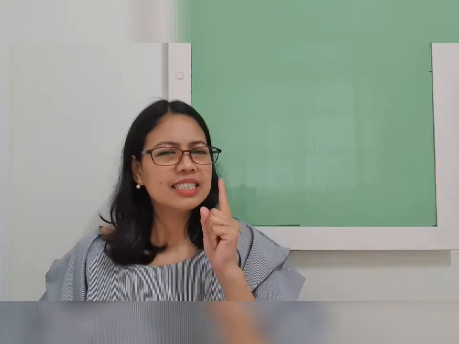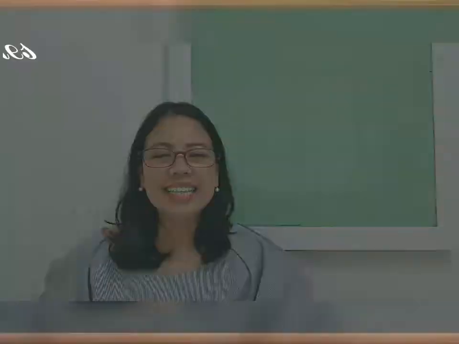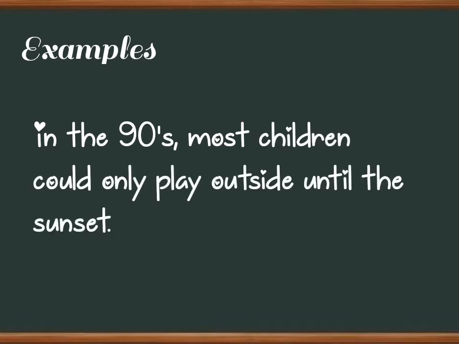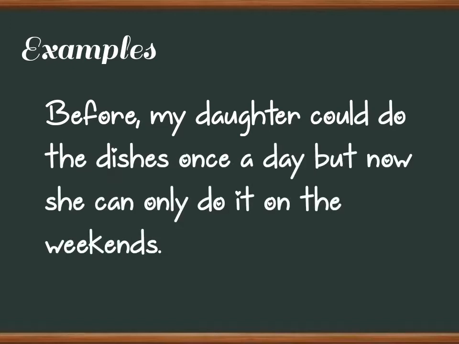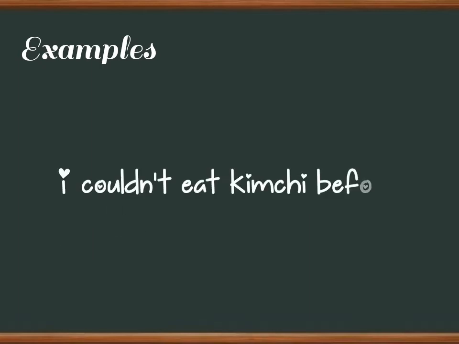Okay, the first one is sometimes could is the past tense of can. For examples, I couldn't sleep last night. In the 90s, most children could only play outside until the sun set. Sometimes, before, my daughter could do the dishes once a day, but now I couldn't eat kimchi.